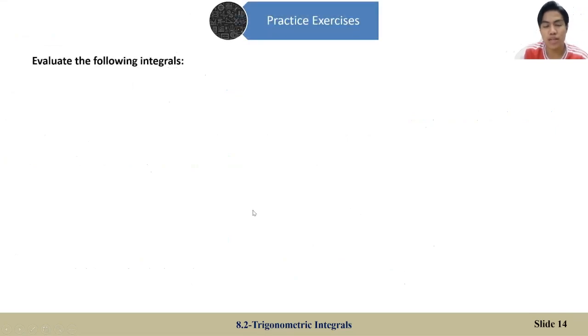To strengthen your understanding of my explanation, I prepared a few exercises for us to practice. Without further ado, let's begin the first exercise. A, we have the integral from 0 to pi over 2 of sine squared 2 theta, cosine to the power of 3 2 theta, d theta.